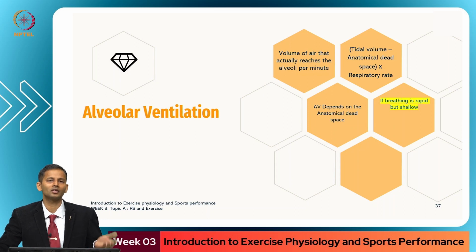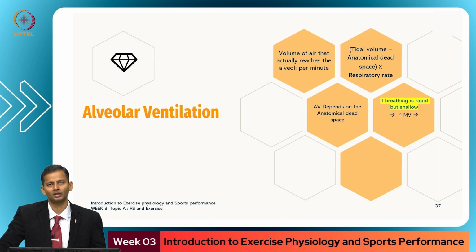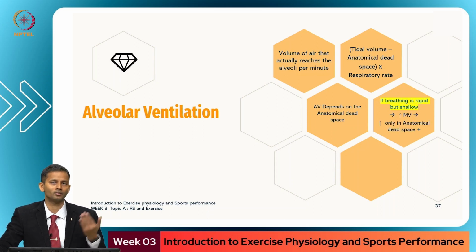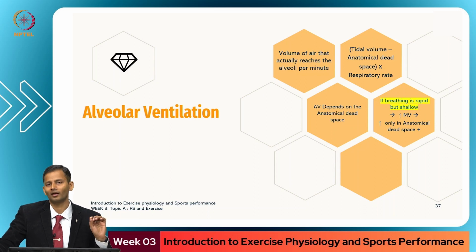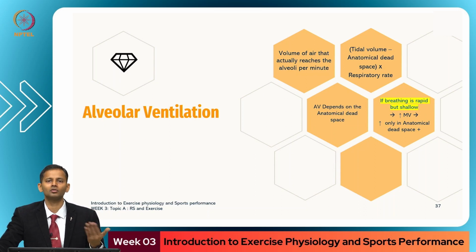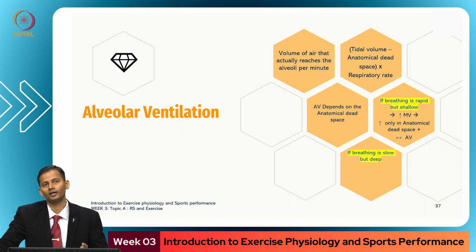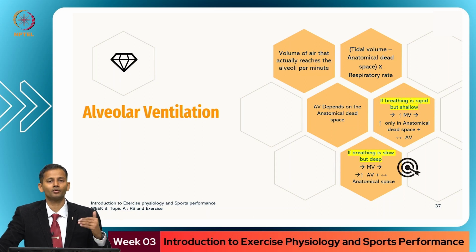So it depends on the anatomical dead space. If the breathing is very rapid and shallow, superficial rapid breathing, there may be an increase in the minute ventilation, but it will only increase the anatomical dead space. So actually there is no gaseous exchange, and the alveolar ventilation may or may not increase further. However, if you breathe slow and deep, minute ventilation increases predominantly because of an increase in the alveolar ventilation. The anatomical space may remain the same.